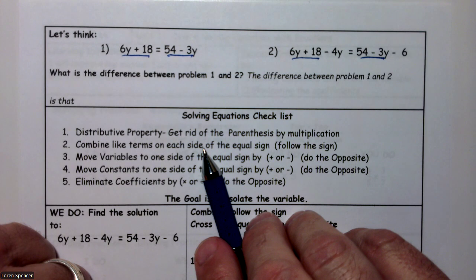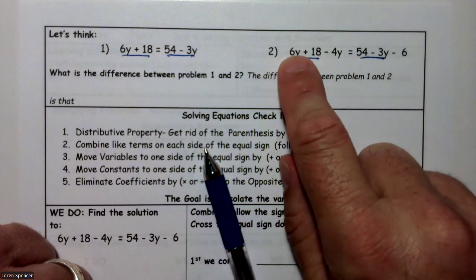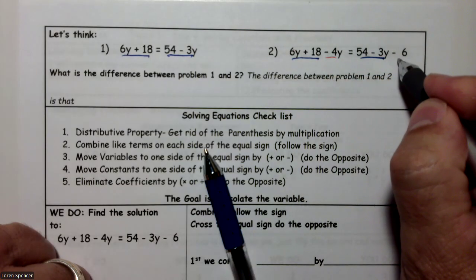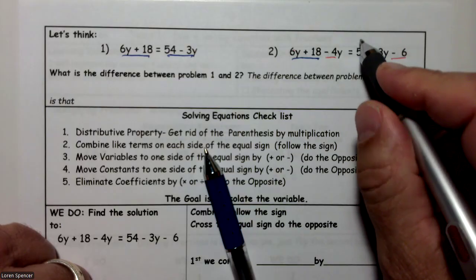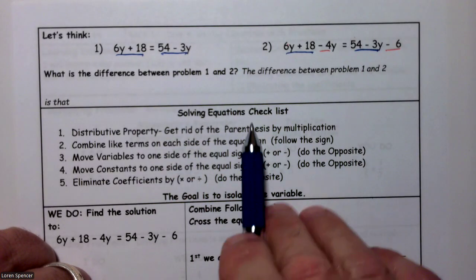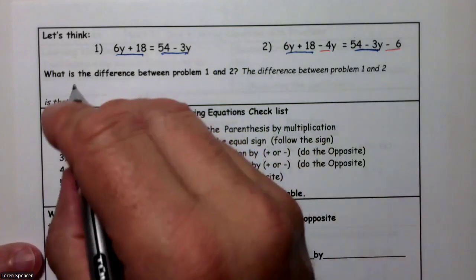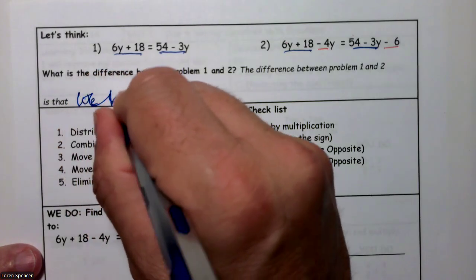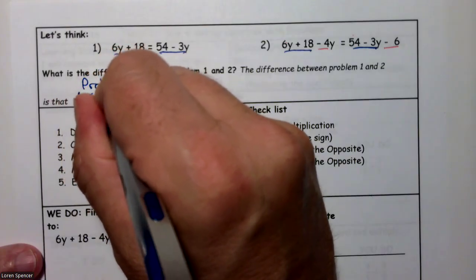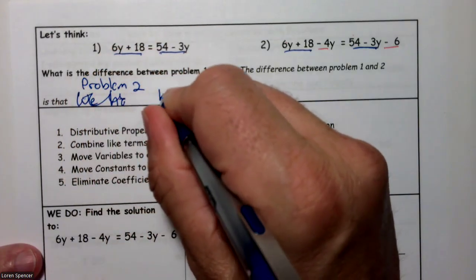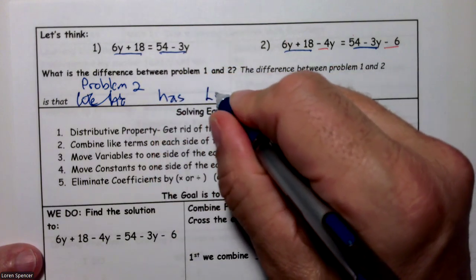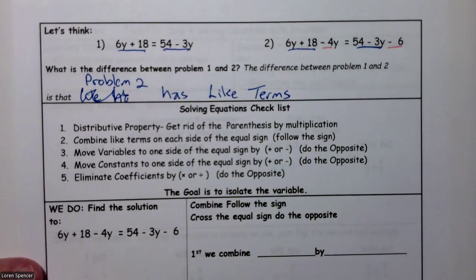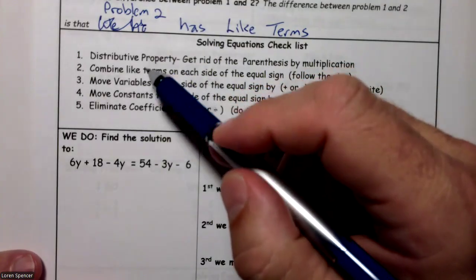Well, you know what I notice? Here I have a 4y, and I can combine that with 6y, and here I have a negative 6, and I can combine that with 54. So the difference between problem 1 and problem 2 is that problem 2 has like terms. So let's look at our checklist because it's the same checklist we've always had.